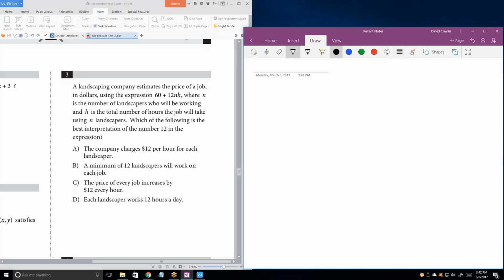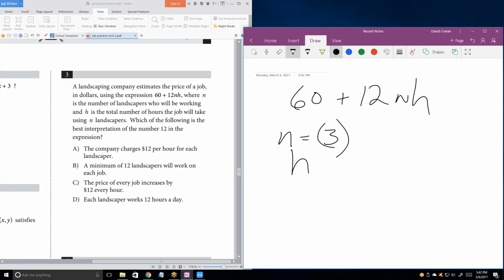Let's break it down. 60 plus 12 times n plus h. Okay? If you're not sure, you have a minute to do this problem on average. So let's substitute some numbers. What if you had n of 3 landscapers, and h is 5? They each worked 5 hours.